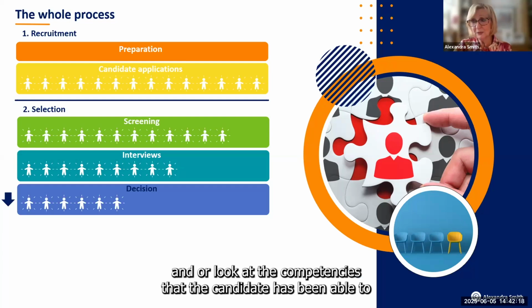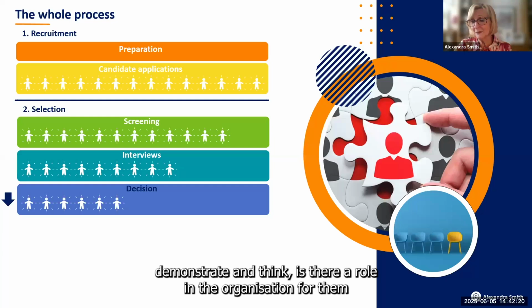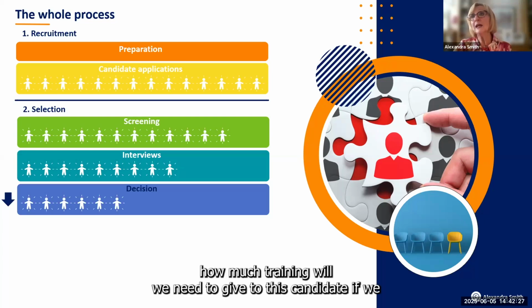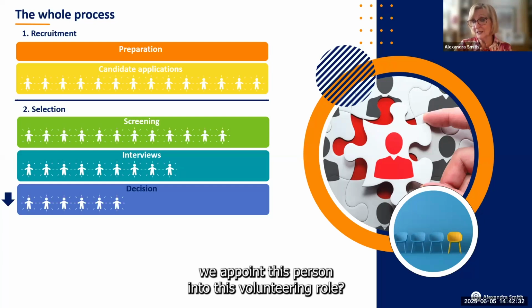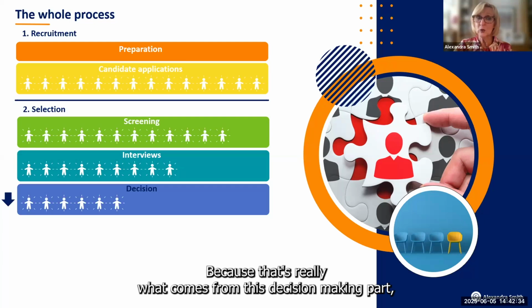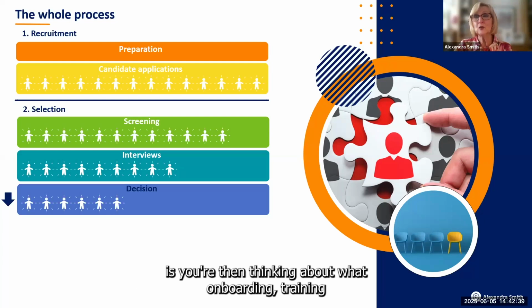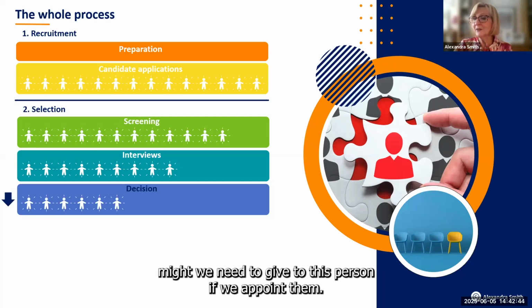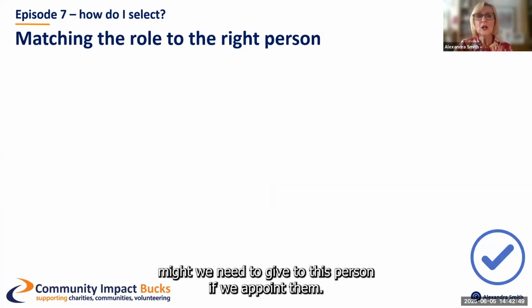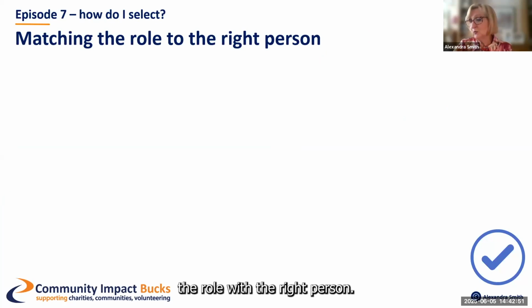And or look at the competencies that the candidate has been able to demonstrate and think, is there a role in the organisation for them? And or how much training will we need to give to this candidate if we appoint this person into this volunteering role? Because that's really what comes from this decision-making part, is you then thinking about what onboarding training we might need to give to this person if we appoint them. So it is about matching the role with the right person.